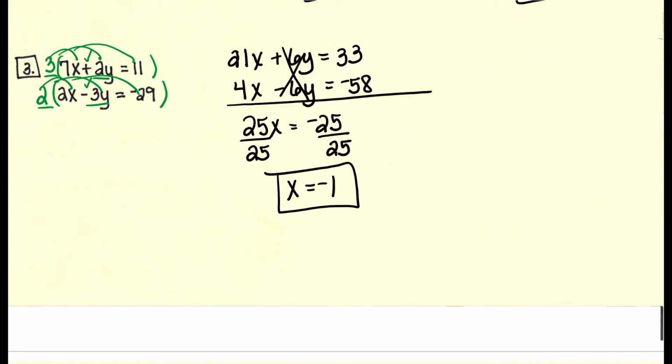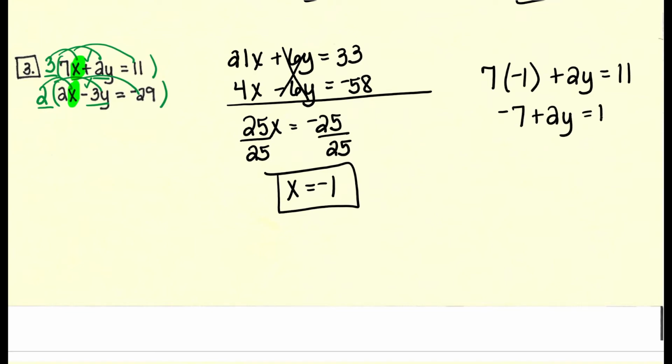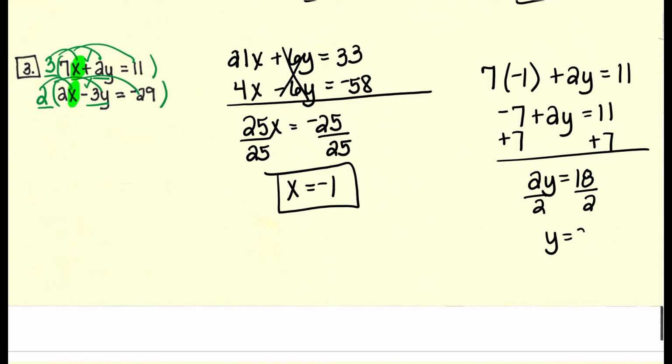All right, let's take that negative 1 and let him go live in one of those houses up there. So you can put it in the top equation or in the bottom equation. I'm going to go to that top equation. So I'm going to have 7, but where the x is, I'm going to put the negative 1 that I just found, plus 2y is equal to 11. So solve that and you get negative 7 plus 2y is equal to 11. Add your 7. So 2y is equal to 18. Divide by 2 and y is equal to 9. So my ordered pair is negative 1, 9.